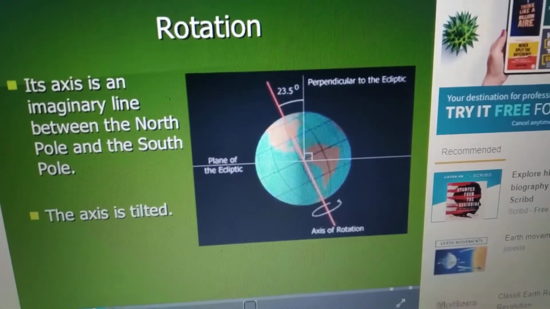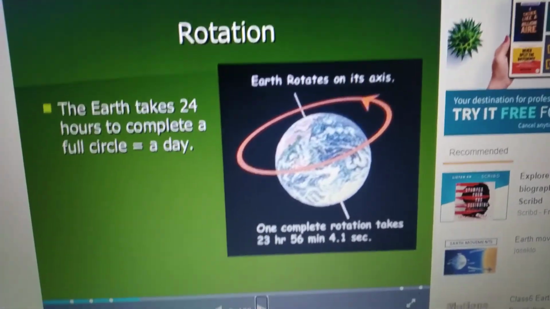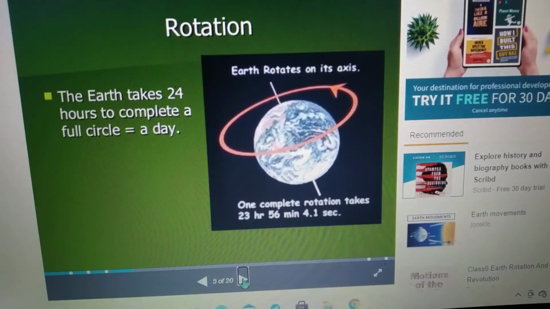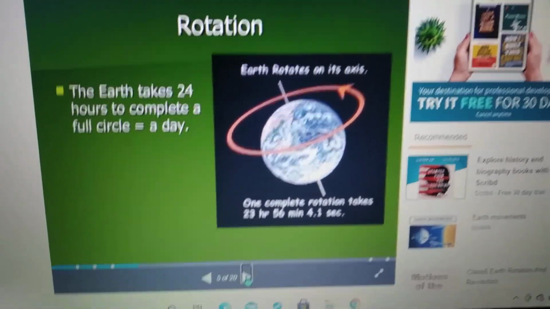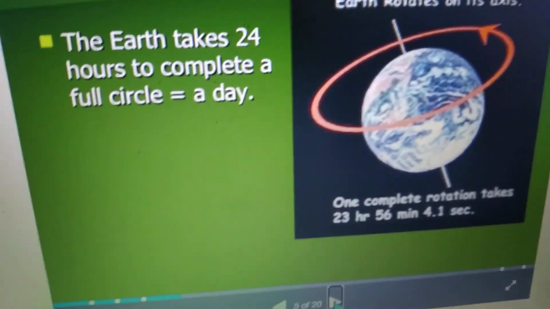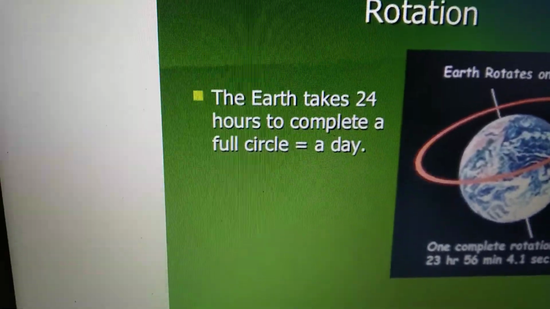The axis is tilted or not? Observe here. The axis is tilted. Next, the Earth takes 24 hours to complete a full circle, that is a day. So it takes 24 hours to complete one rotation. 24 hours means a day. So that's why rotation causes day and night.